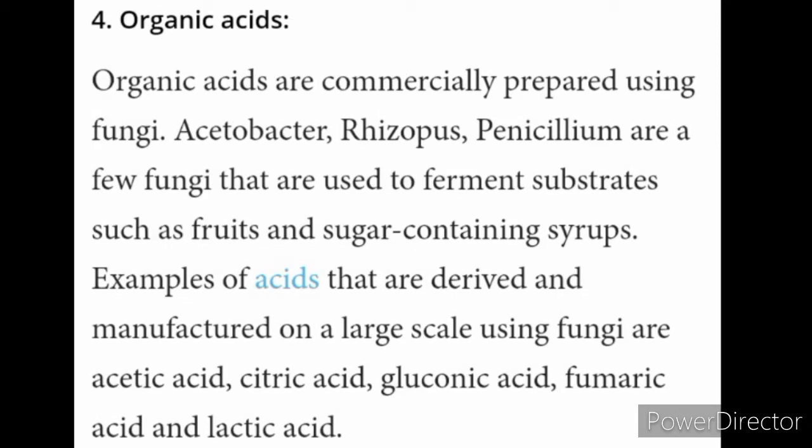Organic acids are commercially prepared using fungi. Acetobacter, Rhizopus, Penicillium are a few microorganisms that are used to ferment substrates such as fruits and sugar containing syrups. Examples of acids that are derived and manufactured on a large scale using microorganisms are acetic acid, citric acid, gluconic acid, fumaric acid and lactic acid.